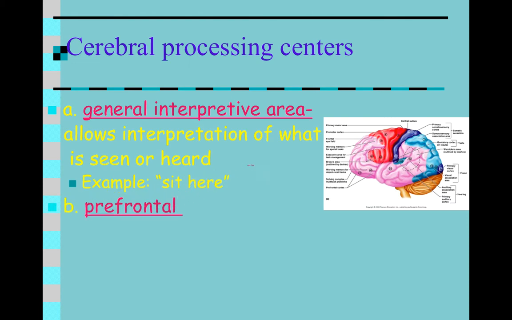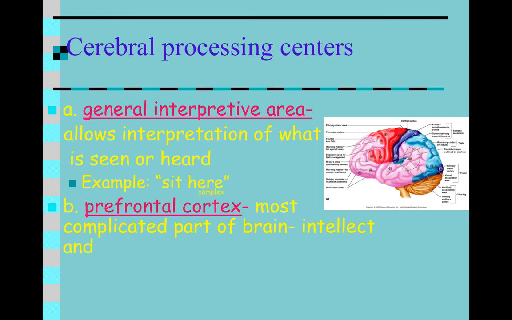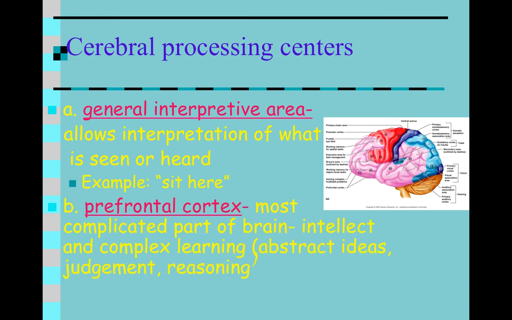Another processing center that we have is our prefrontal cortex. And our prefrontal cortex is the most complicated part of our brain. This is where we sort out concepts that would be considered abstract. So love, hate, judgment calls. When we make judgments about things, we have to use our prefrontal cortex. We have to decide, is that good or bad? We have to decide, is that something we're for or against? Same idea, all right? And then the reasoning comes in.